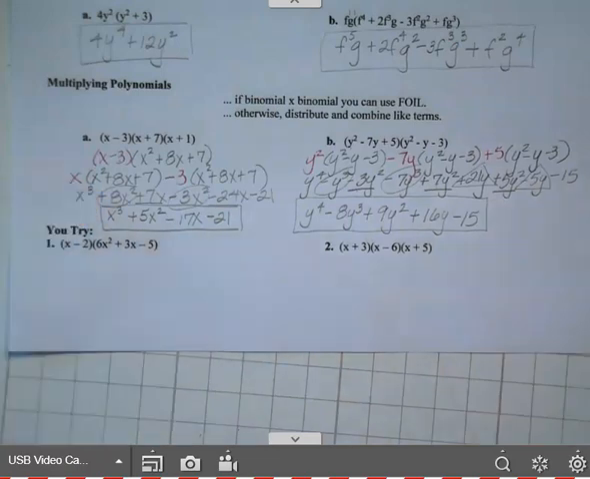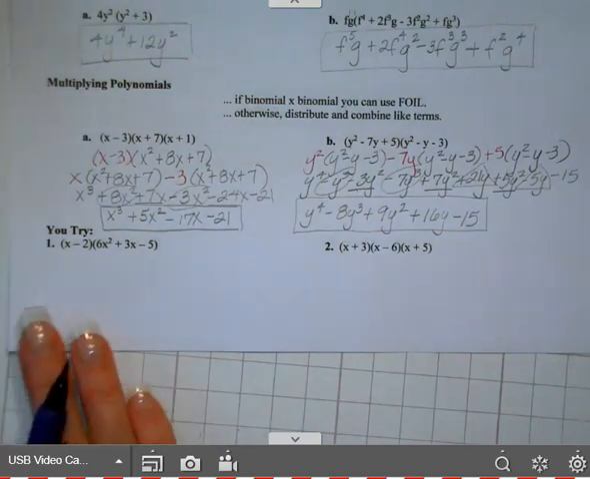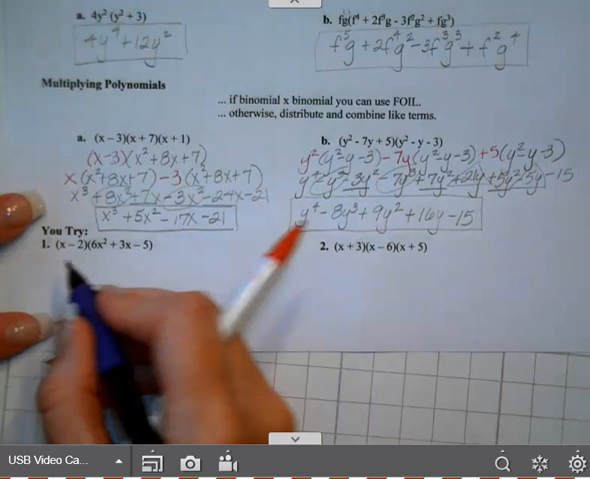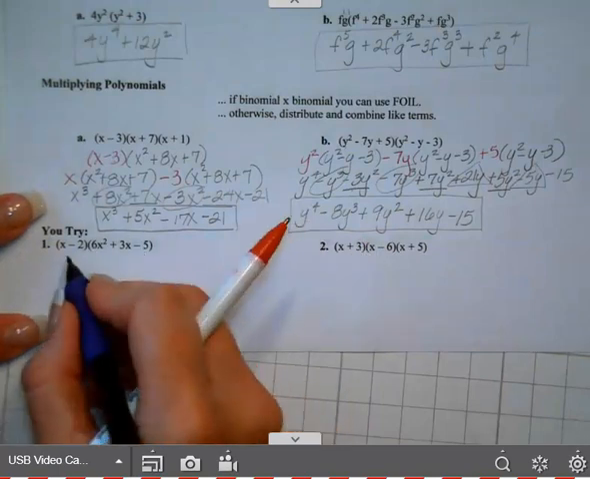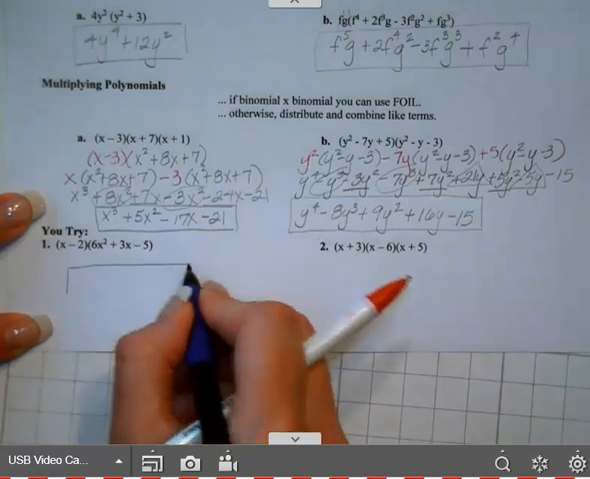You could do the box method on that as well if you wanted to. Go ahead and pause the video and try the next two examples. Some people like the box method, so I think I will go ahead and show it on one of these. The box method, you'll just make a box. It's just a nice way to organize it.